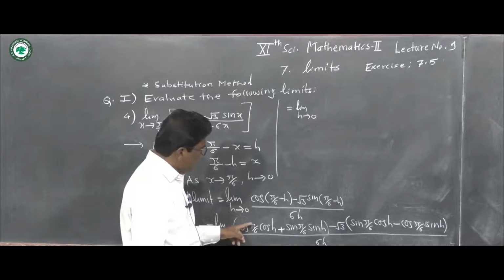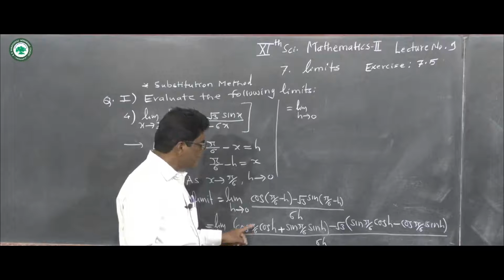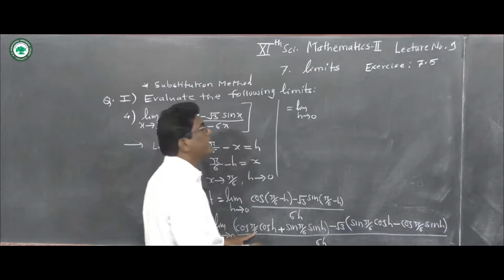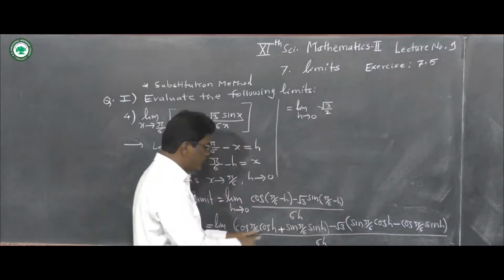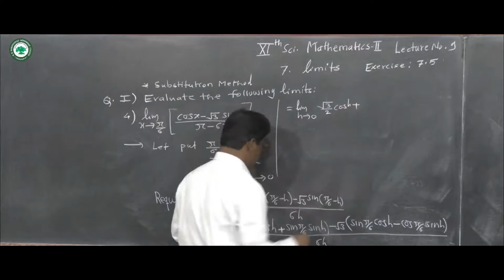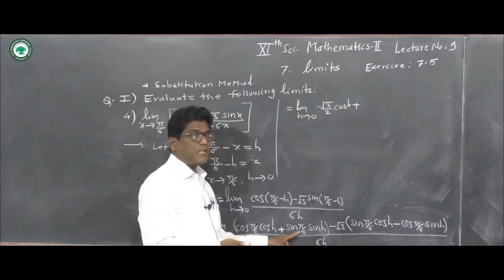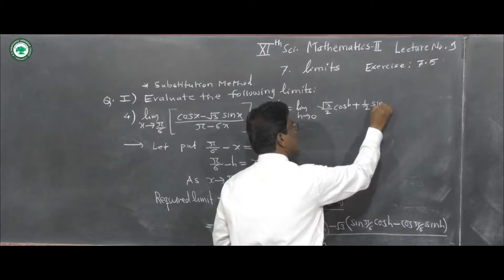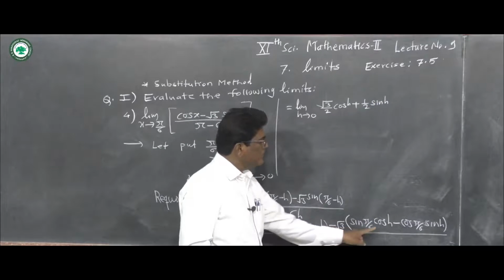Now this pi by 6 means 30 degree. So what is cos of 30 degree? Cos of 30 degree is root 3 divided by 2. So it is root 3 divided by 2 into this cos H. Okay, plus here sin of pi by 6, sin of 30 is 1/2. So 1/2 into sin H.